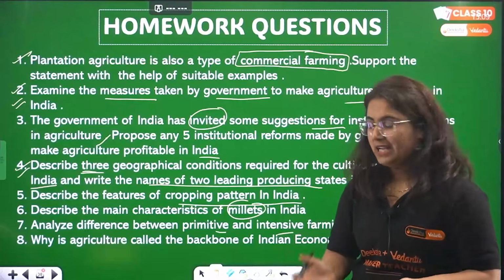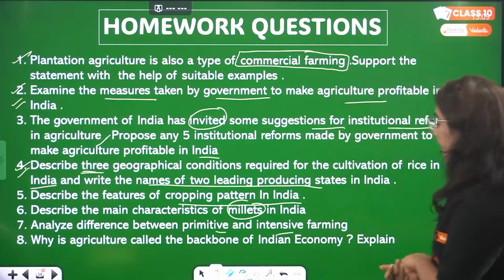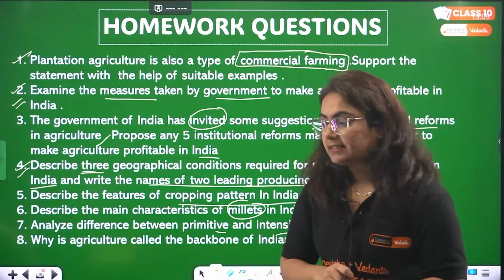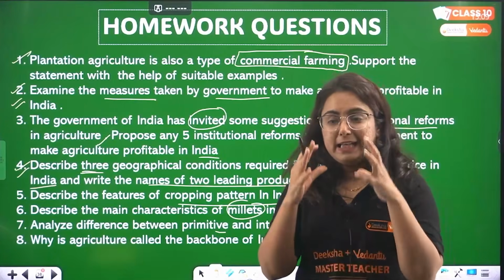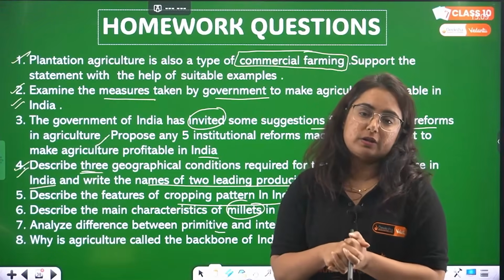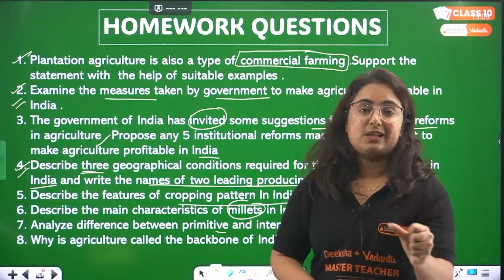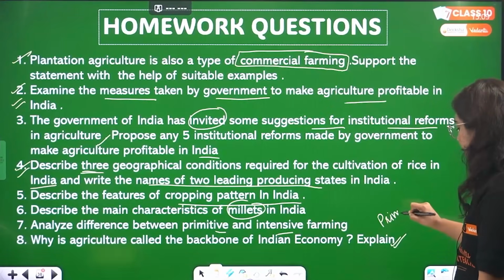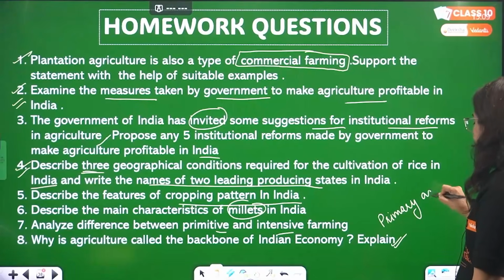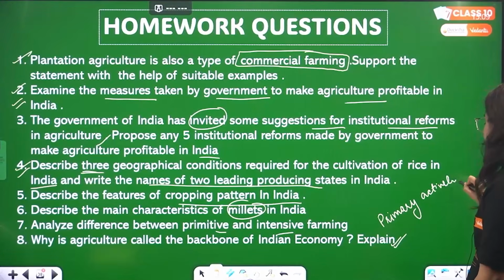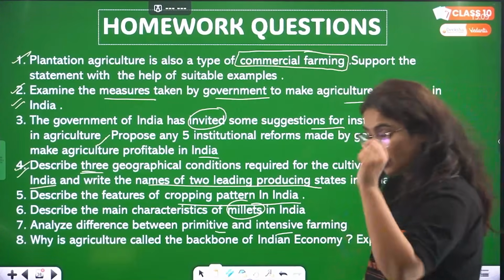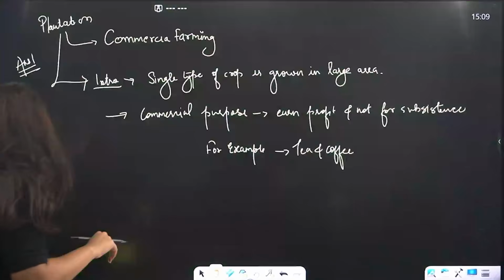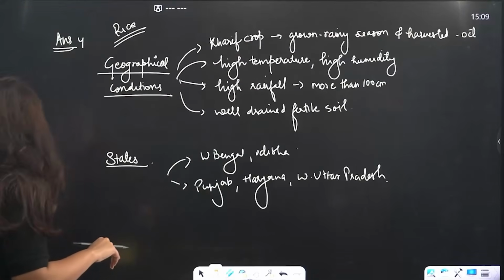The last question is, why is agriculture called the backbone of Indian economy? Please explain. So yes, this itself is a very important and often asked question. Why agriculture? Beta, agriculture is a primary activity. Okay? Primary activity, and this activity actually. So first of all, why agriculture? We will solve this question. I want to solve this question.